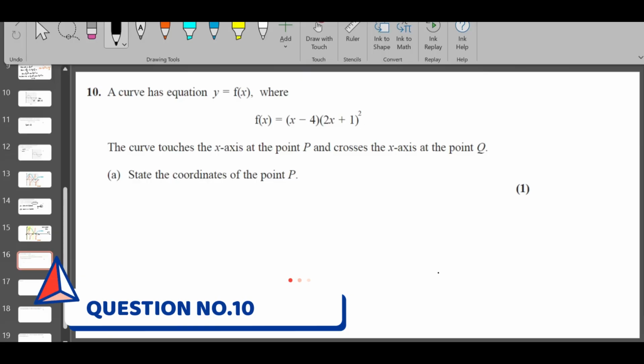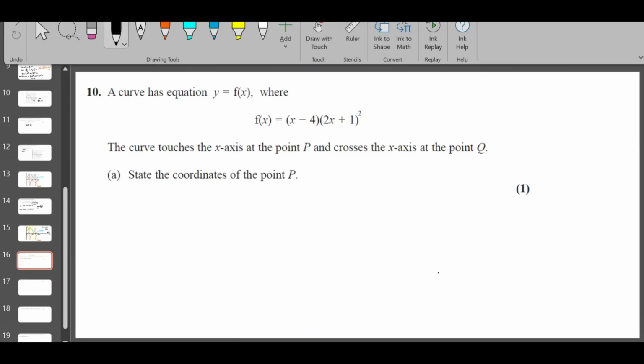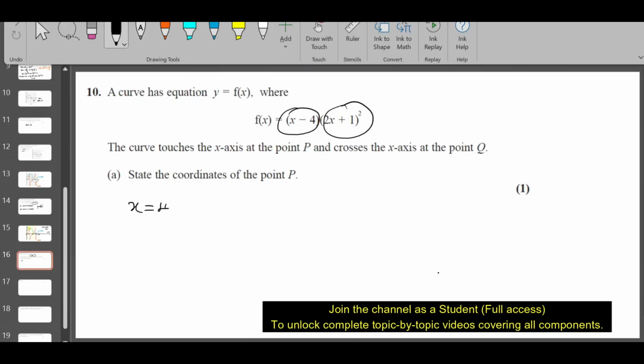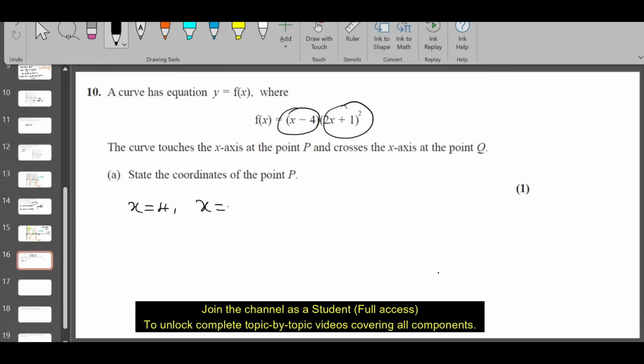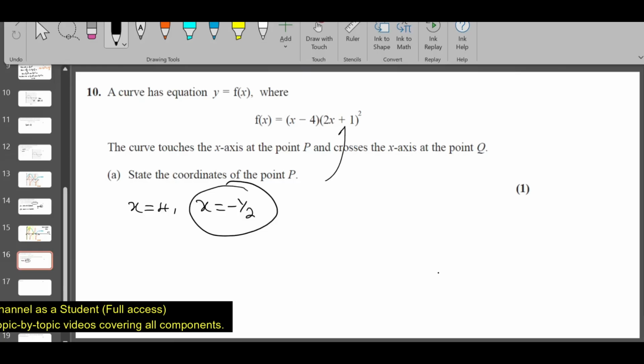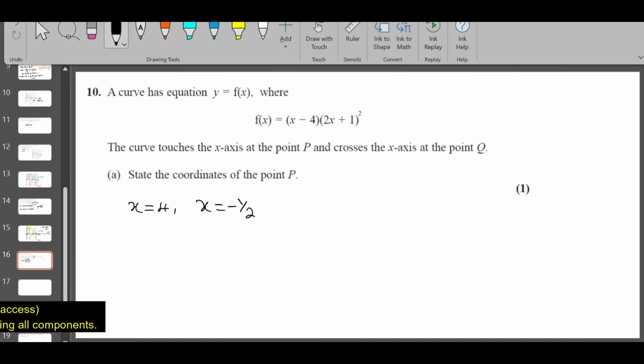Question number 10. A curve has the equation y is equal to f of x. That's a cubic function. The curve touches x-axis at P, crosses x-axis at Q. Find the coordinates of P. Okay. There are 2 x-intercepts. When you equate it to 0, you will get x is equal to 4, x is equal to minus half. But this minus half is a repeated root, right? Because it has a square. So you need to remember this when we sketch a cubic graph.